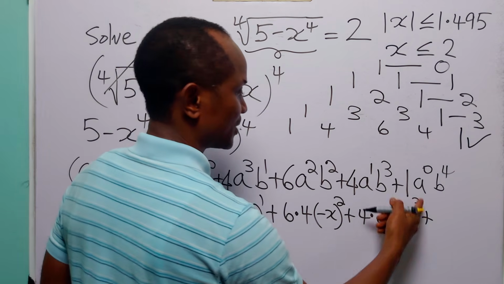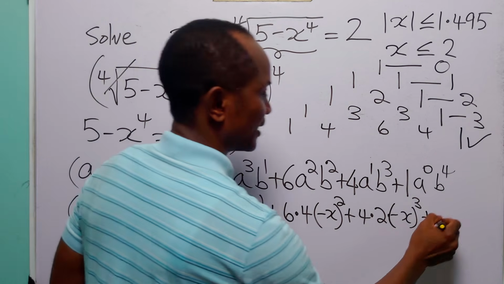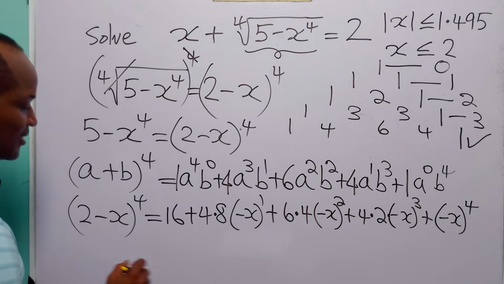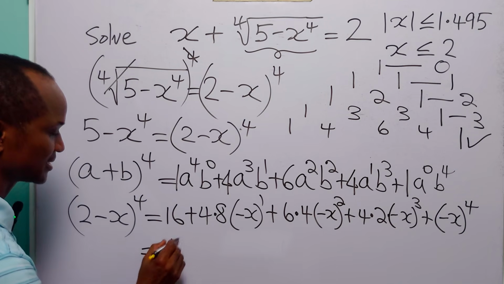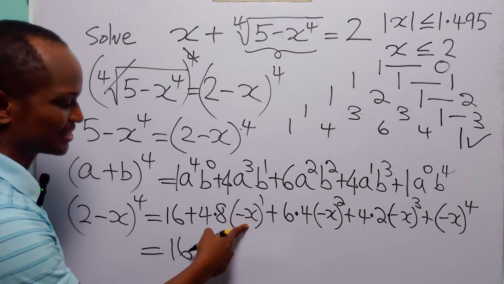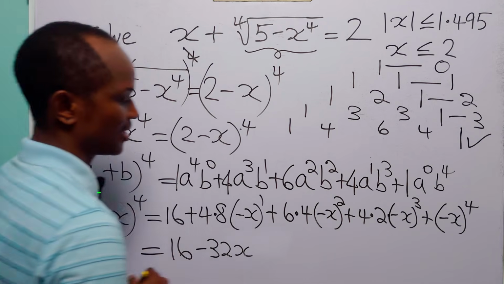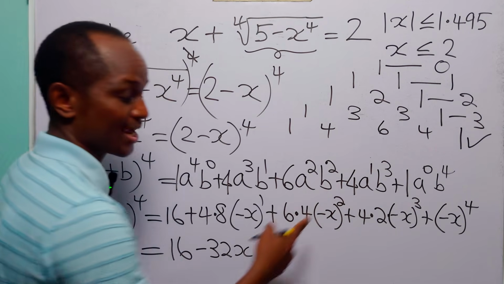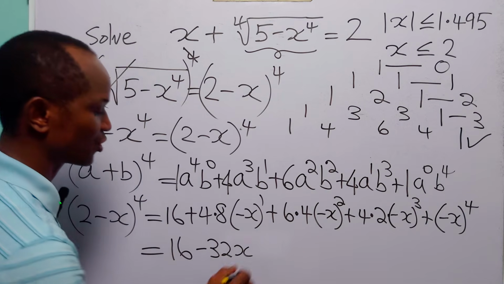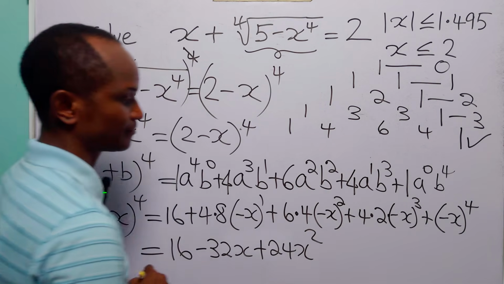And lastly, we have 2 to the power 0, which is equal to 1. Then we have minus x to the power 4. So this is equal to 16. 4 times 8 is 32 times minus x, that is minus 32x. Minus x squared is x squared. 6 times 4 is 24. So this is plus 24x squared.